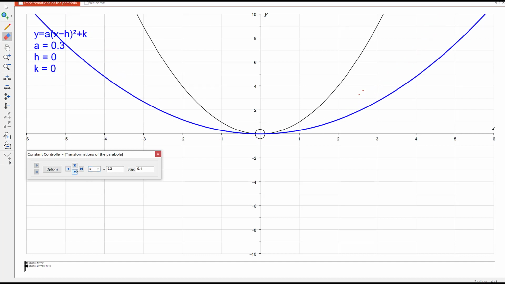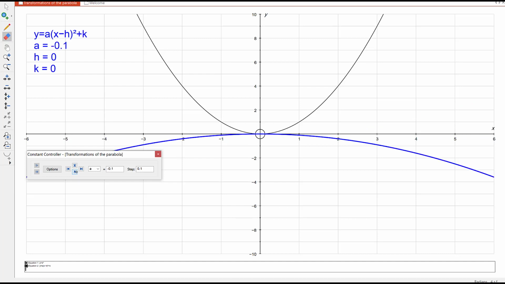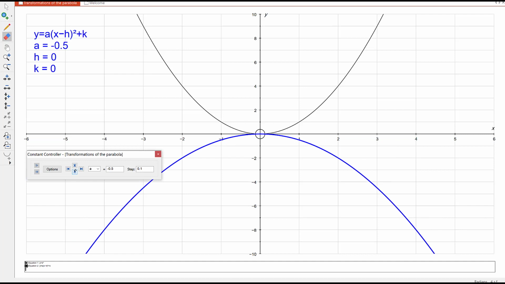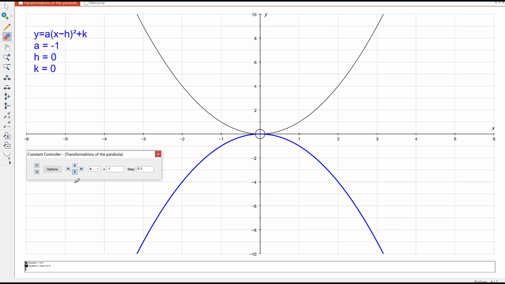If we keep making a smaller and smaller and smaller, eventually a will become 0, which is just the line y equals 0, so it's not a parabola at all. So a has to be something other than 0. But if we make a negative, our graph now goes down here. And it's still the same thing. The y values have now been multiplied by -1.